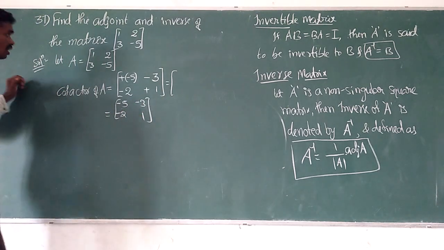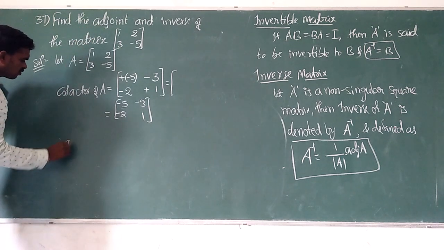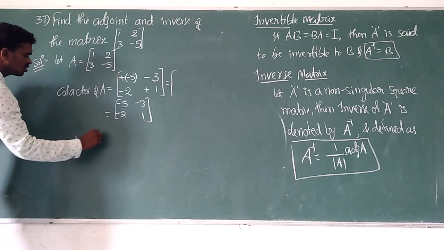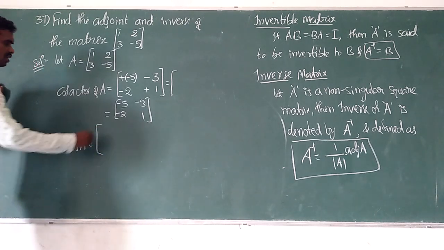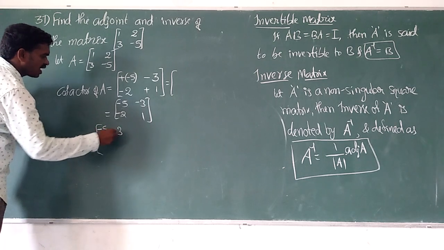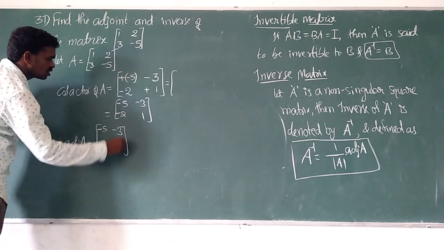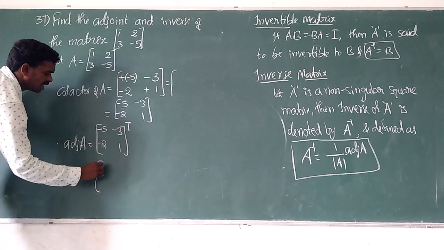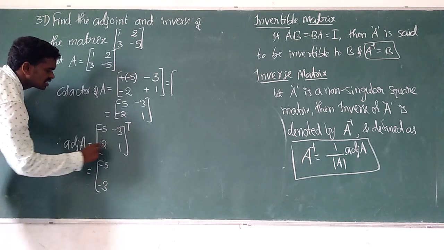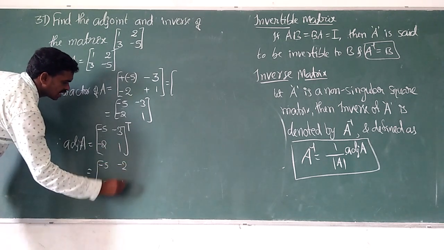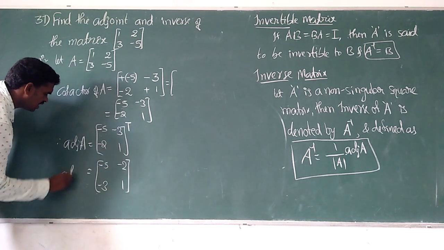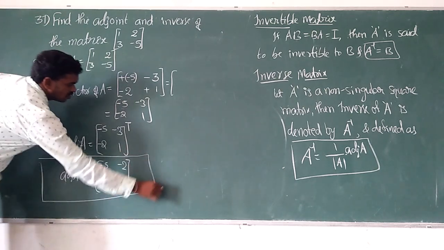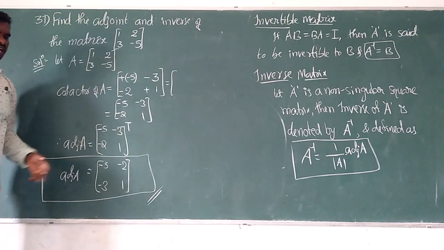This is the cofactor matrix. And what is asked? Adjoint. Therefore, adjoint A is equal to the transpose of the cofactor matrix. So the first row, minus 5, minus 3, is written as the first column, and the second row, minus 2, 1, is written as the second column. So this is adjoint A. We got adjoint A.